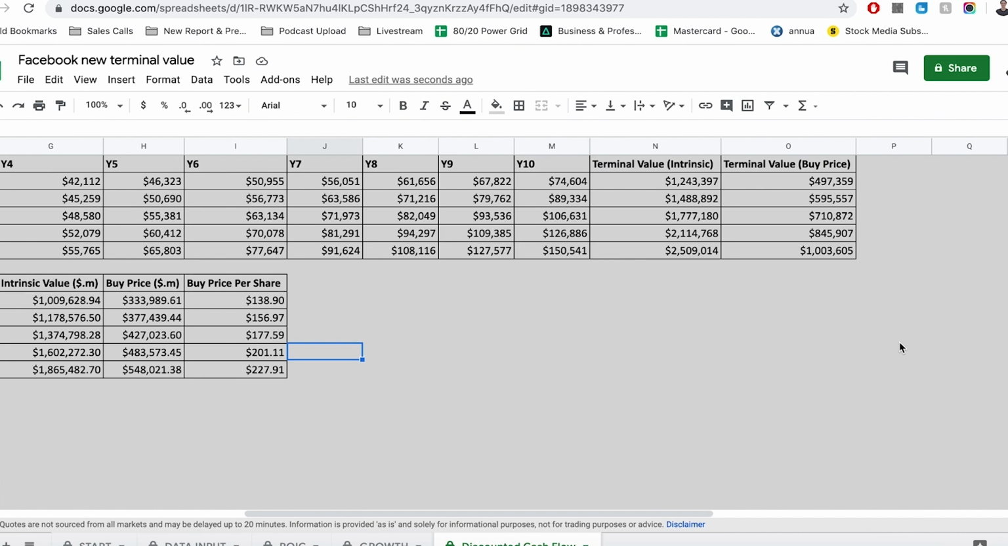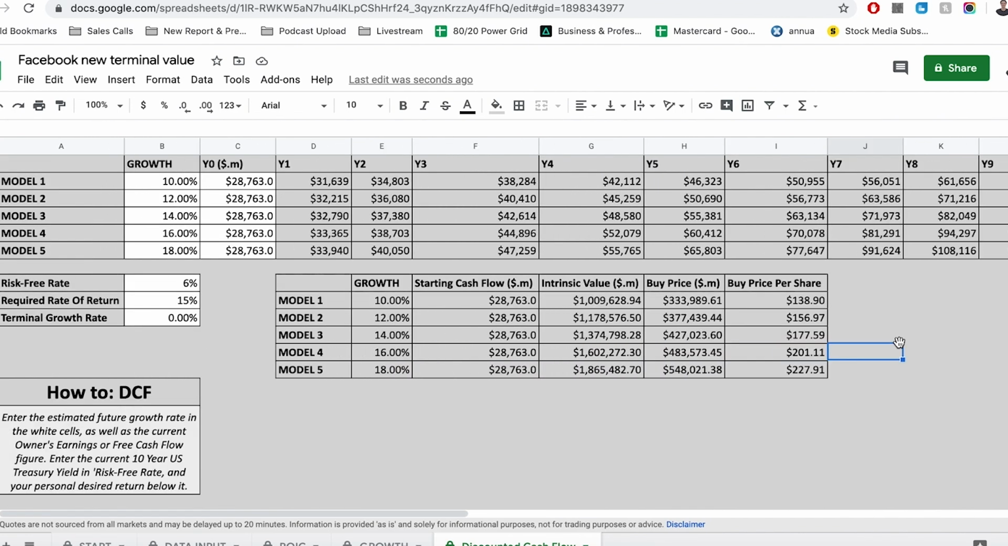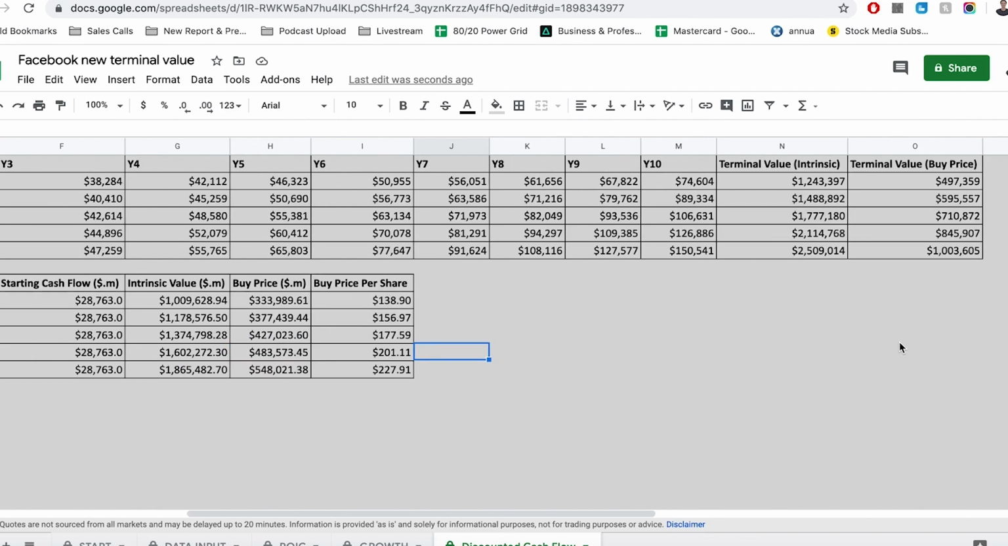I hope you enjoyed this video, and I hope you learned a little bit more about the different types of terminal values, and you can make up your mind which one you think is the most appropriate. I think that using a perpetuity model with 0% growth or 1% growth at the most makes sense as a long-term value investor.